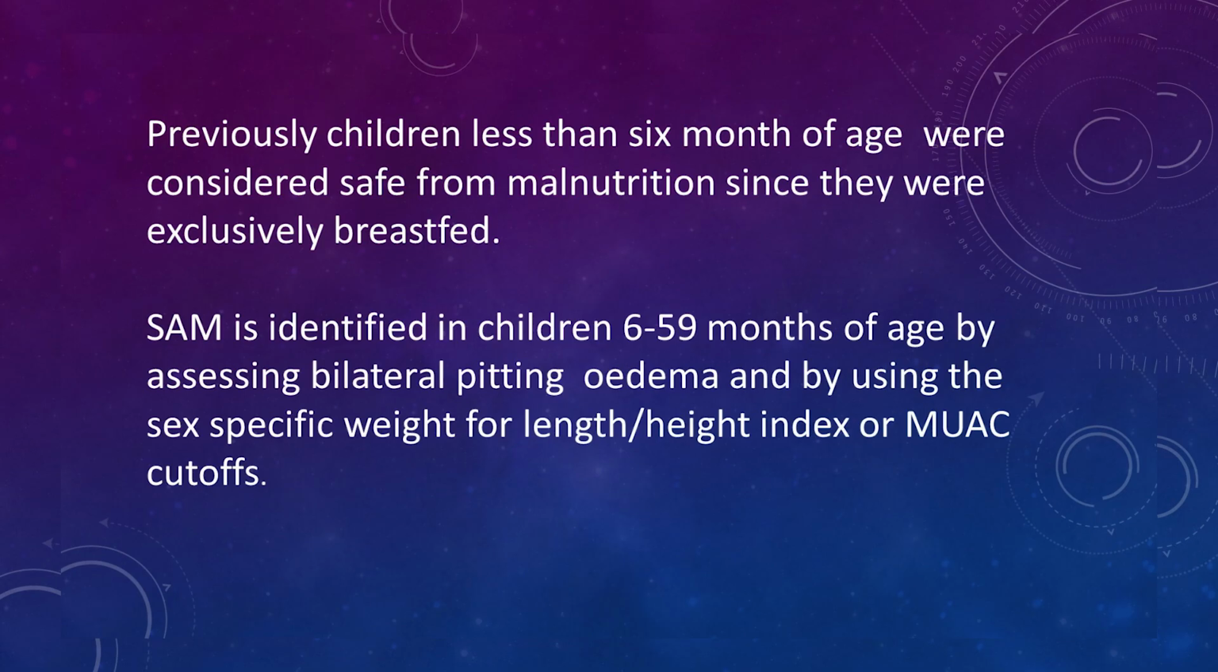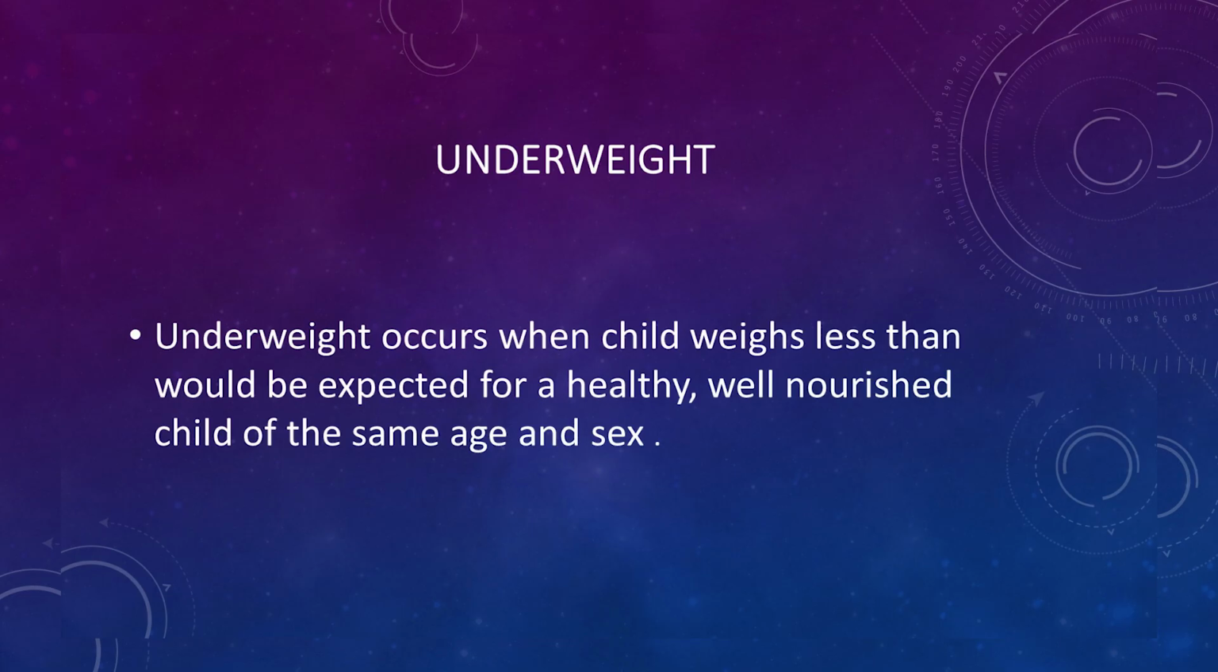from the age of 6 months to 59 months by assessing bilateral pitting edema and by using the sex specific weight for length and height index or mid upper arm circumference cutoffs. So, by these you can diagnose acute malnutrition in children. There is weight for age and the mid upper arm circumference. This is all about wasting. Then we will see underweight.